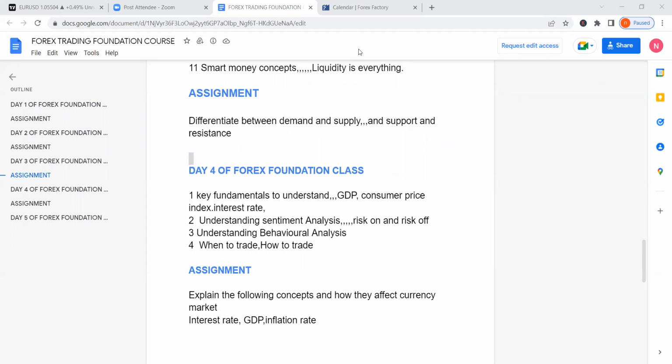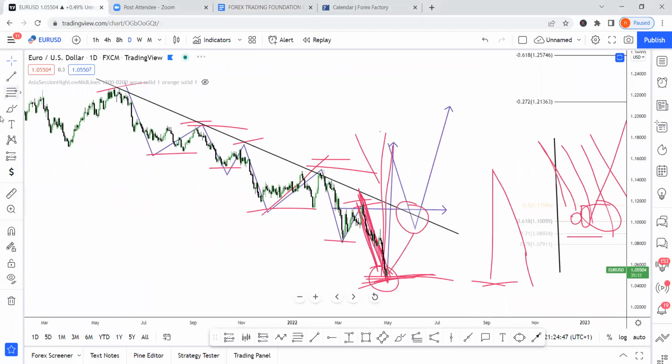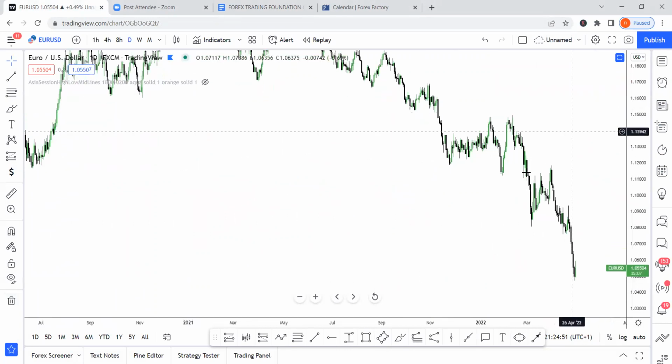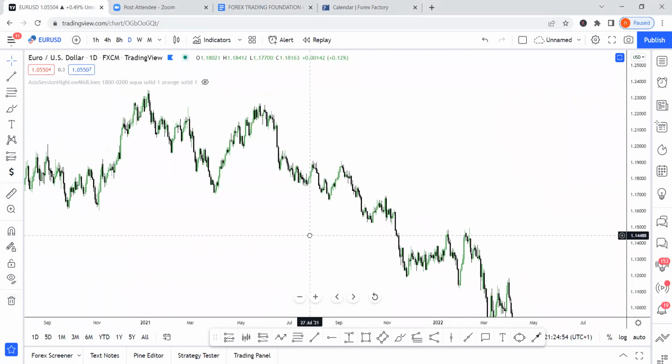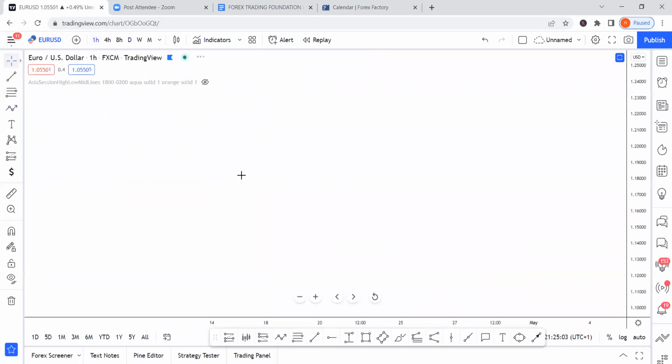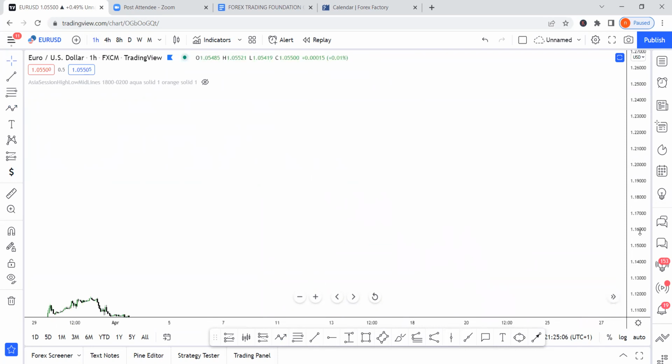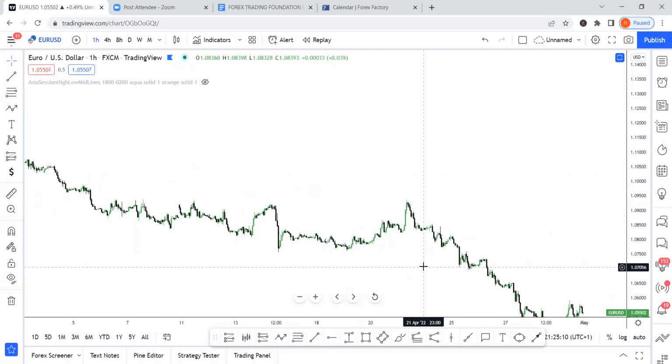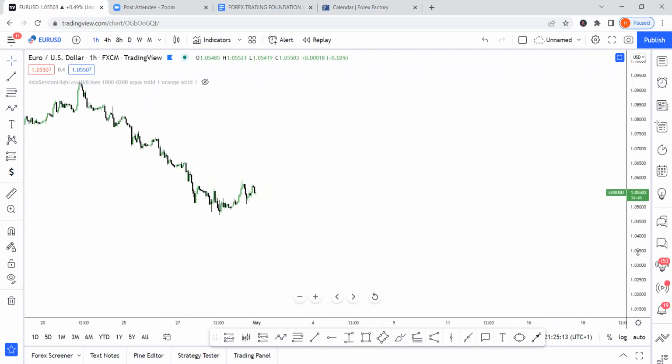Outline 3, understanding behavioral analysis. Now, let me take you to the chart. You have already understood the foundation of behavioral analysis the other time, but now let me take you to the chart. You see that here, this market dropped down here. Let me go to the 1 hour time frame. Behavioral analysis. I want to give you an idea of behavioral analysis.